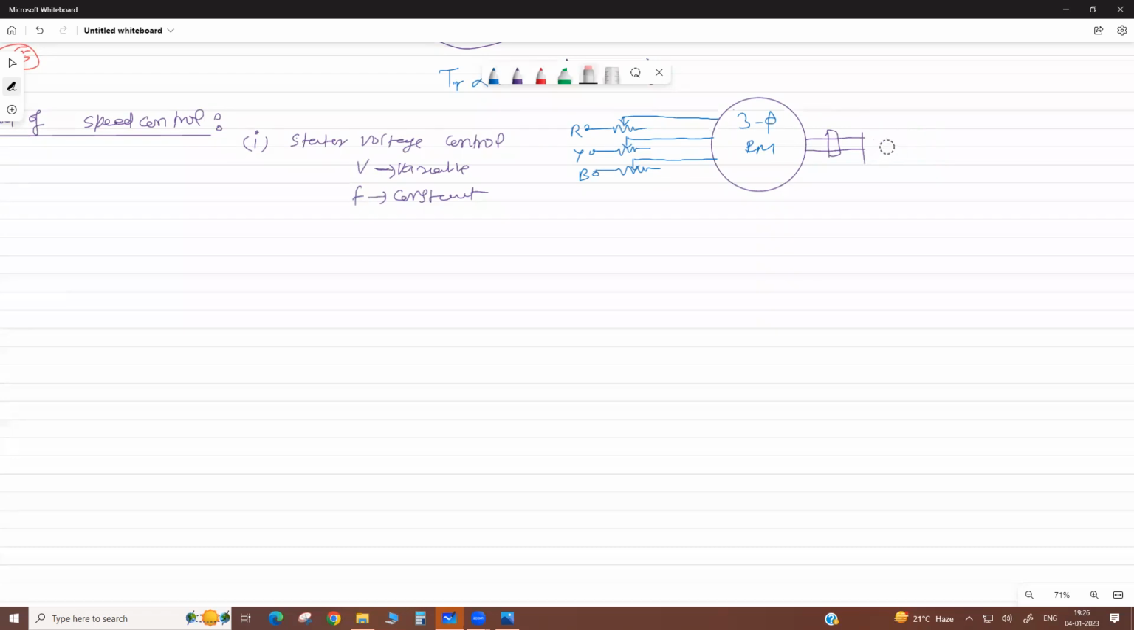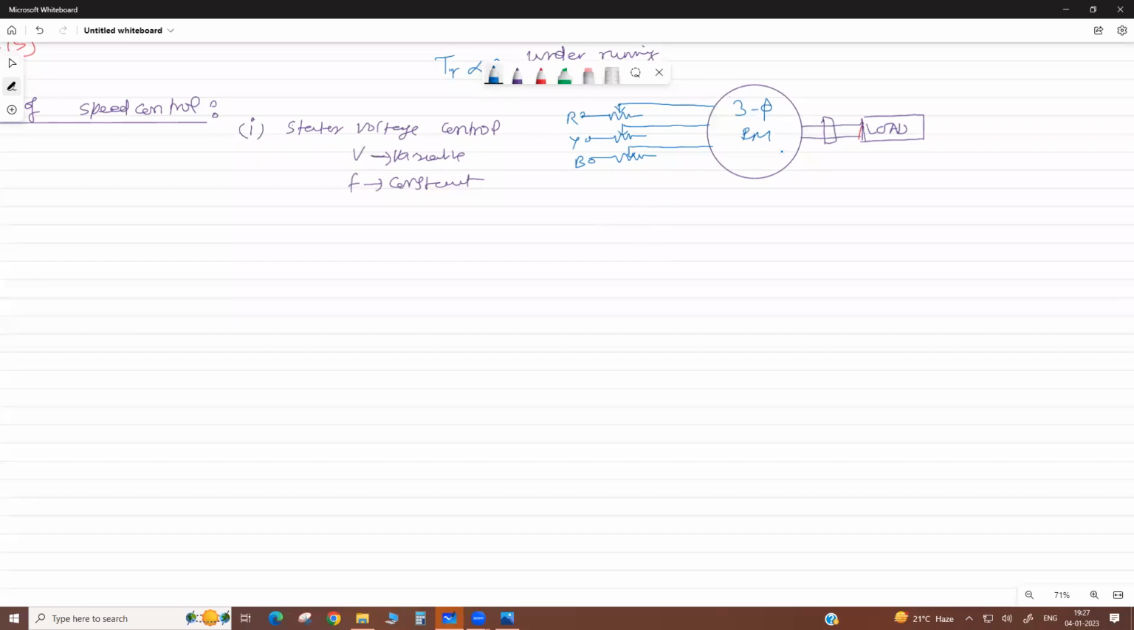Only on load condition is the speed reduced by voltage control. If there is no load on the motor, then even at reduced voltage it rotates with the same speed. If you apply the reduced voltage, there is no change. Only when load is there can we control it. This is another disadvantage of voltage control. Okay, dear, understand? At no load condition, you cannot control the speed by voltage reduction.